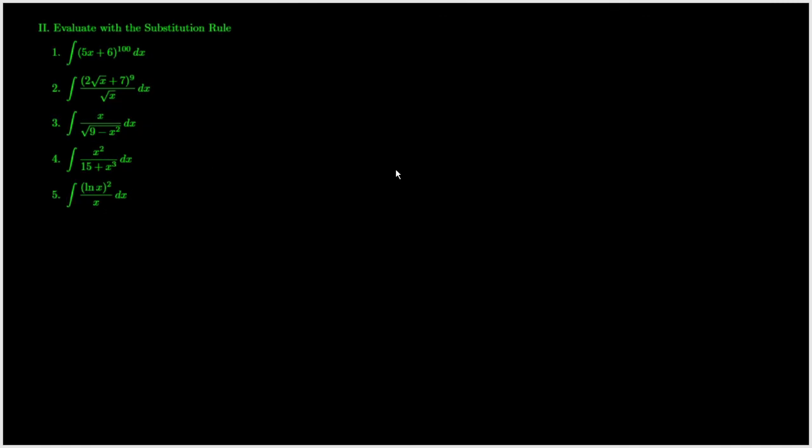Anybody want to tell me how to choose u for question 1 very quickly? I think we have seen a few questions like that. Choose u to be 5x plus 6. So that one factor will become u to the power of 100, and that's a power function of u. You know how to integrate a power function of u, right?